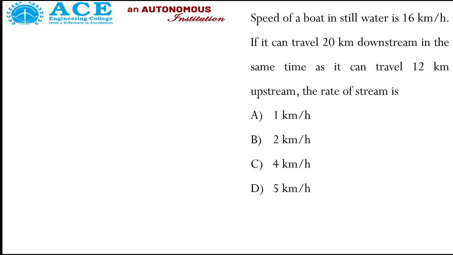So in this question, the speed of the boat in still water, the SB value, is given as 16 kilometers per hour. The boat can travel 20 kilometers downstream in the same time as it can travel 12 kilometers upstream. The rate of the stream, meaning the SS value, the speed of the stream, is what you need to calculate. So SS value we need, and we know the SB value.